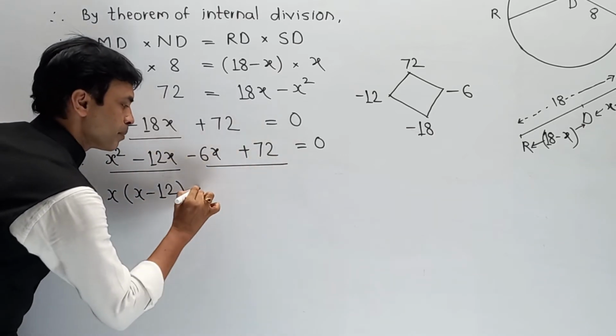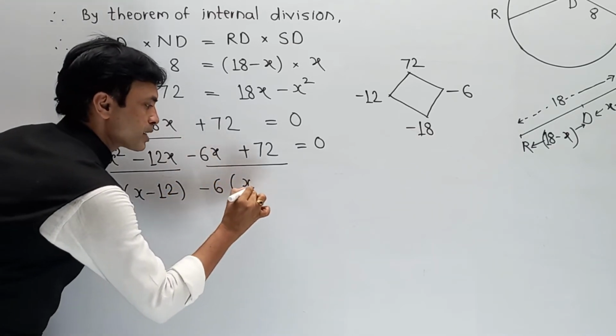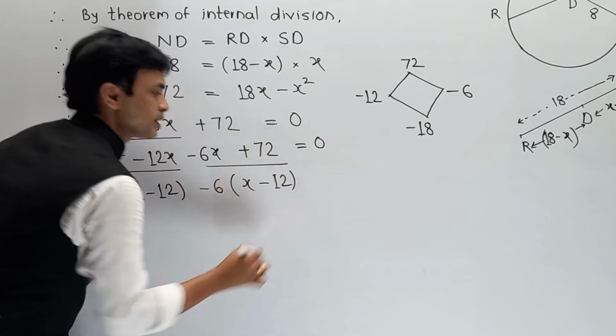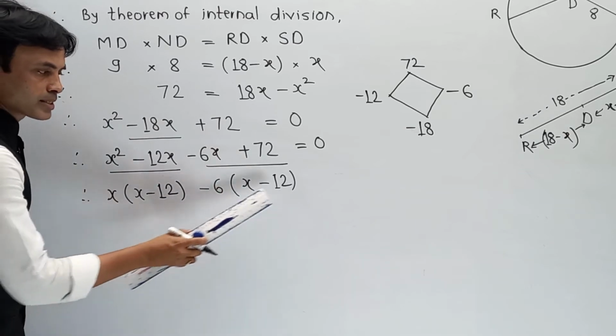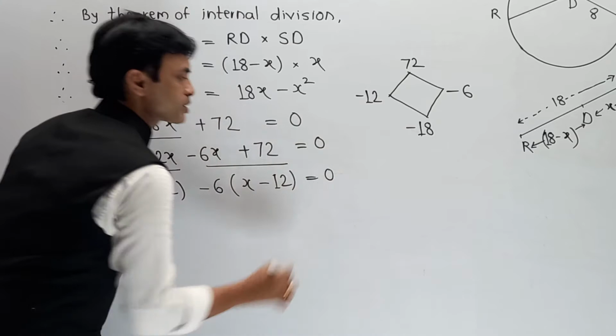Here I am going to take minus 6 as a common factor. Automatically the remaining value is x, and here minus 12. Check it: minus 6 into x is minus 6x, and minus 6 into minus 12 is plus 72. Means our factorization value is correct.